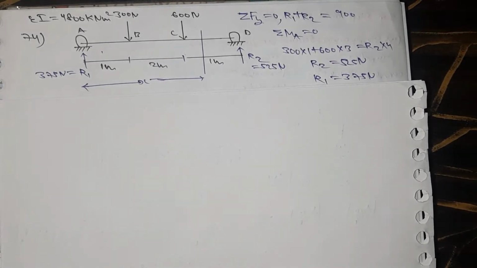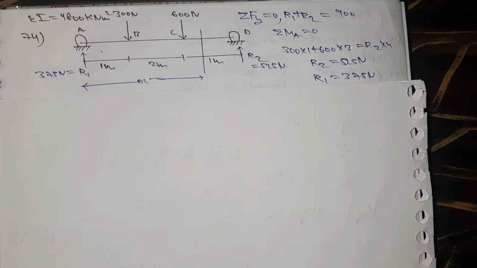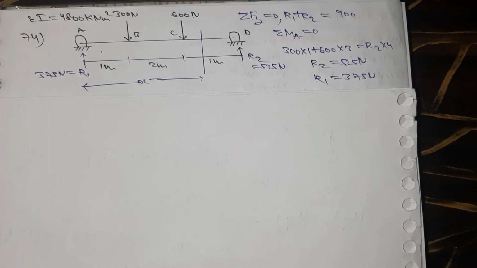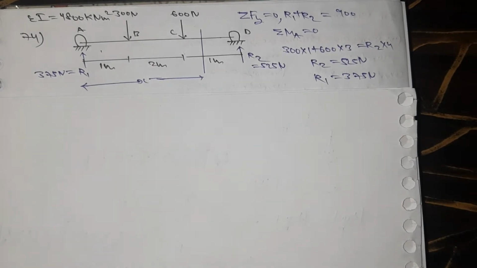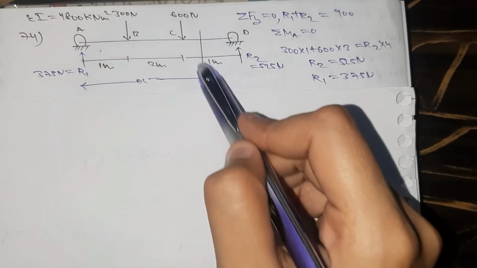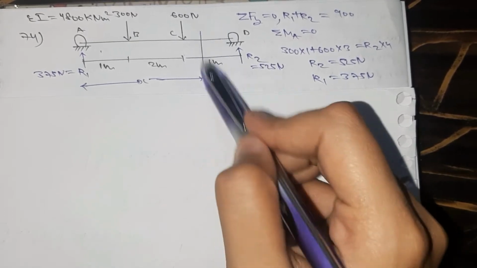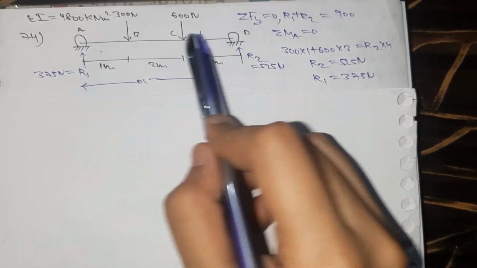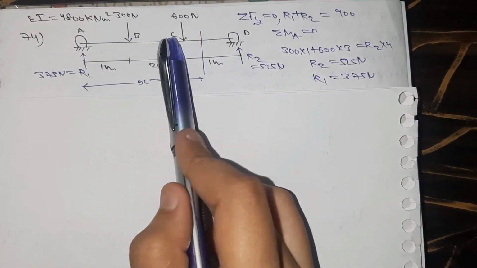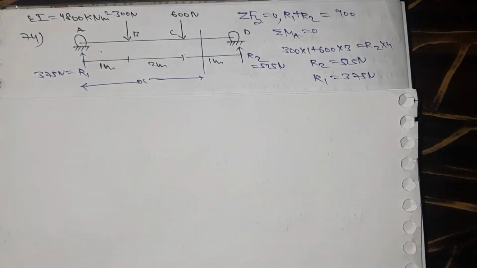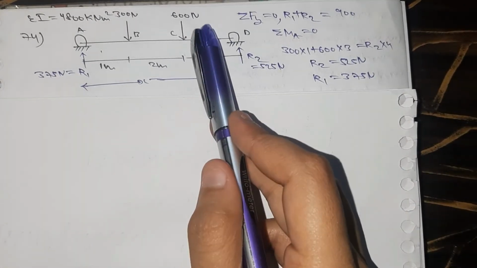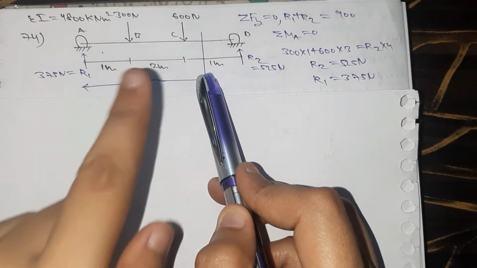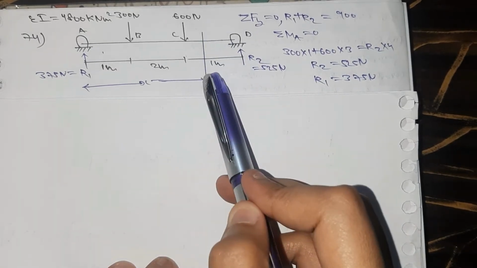As you are already aware, to use Macaulay's method you need to first write down the bending moment equation in the very last section of the beam. As you can see, I have cut the section in the CD region so that I can cover A, B, B, C, all the regions together. I have taken a section in the CD region at distance X. Now I am going to write the bending moment equation for this region.